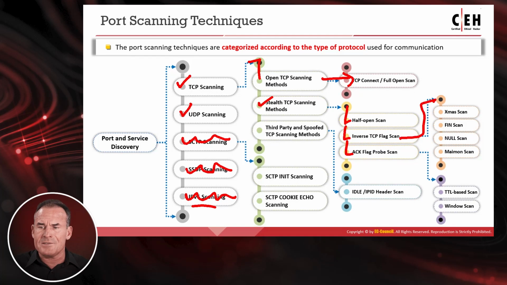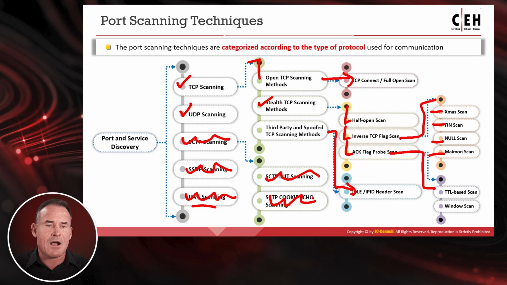The inverse scans fall into Christmas tree, FIN, NULL, and Maimon scans, and the ACK flag probe falls into TTL and Window scans. There's another kind of oddball scanning method called the idle or IPID header scan that bases its determination of whether a port was open or not indirectly by using an idle host and eliciting its IP identifiers in response packets to determine if an unknown packet was sent out between the two initial probes. I'm going to get into that. All right, we're not going to worry about SCTP INIT or COOKIE ECHO scanning right now. We got plenty to chew on with the basics of TCP and UDP.